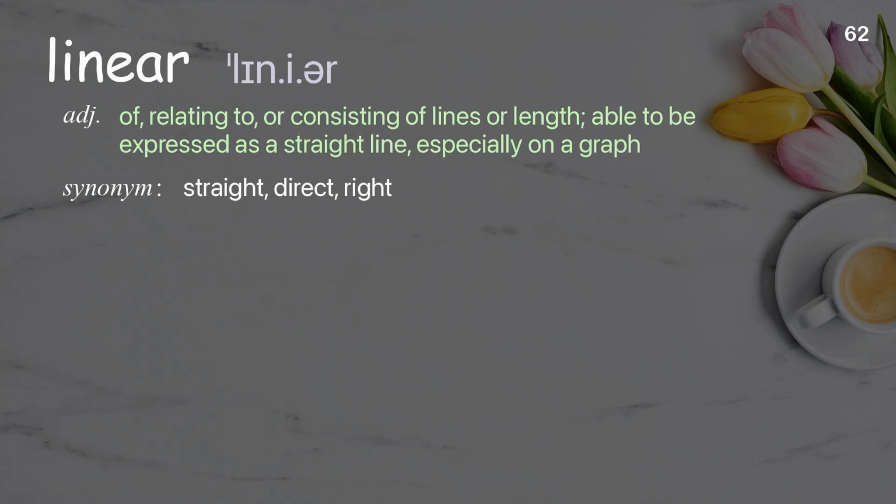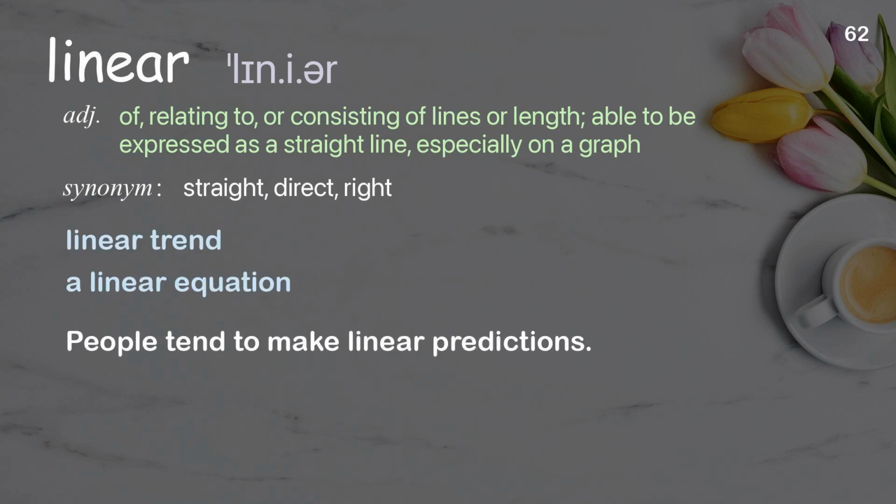Linear. Of, relating to, or consisting of lines or length; able to be expressed as a straight line, especially on a graph. Examples: Linear trend. A linear equation. People tend to make linear predictions.